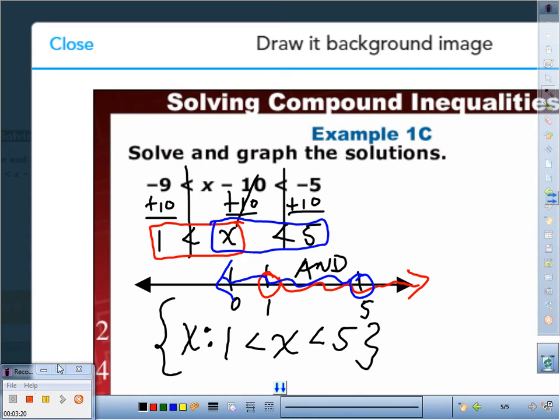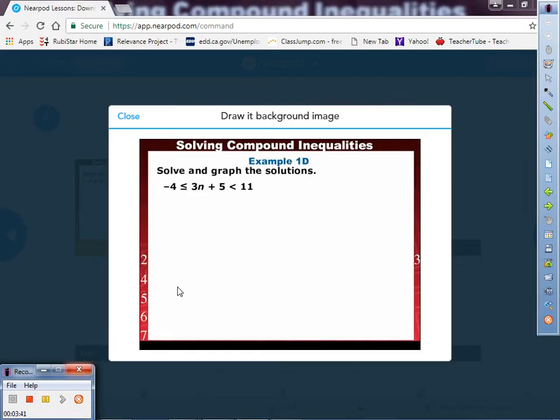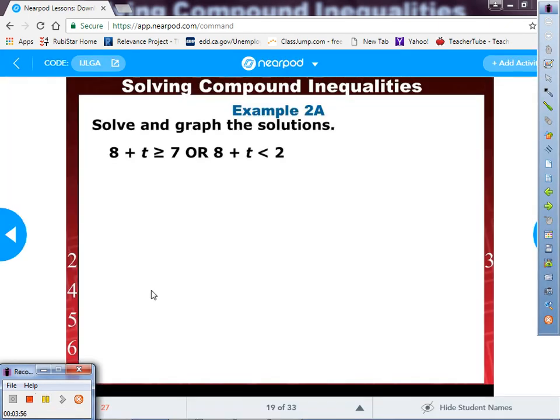All right. Let me send you another one on your screen. I want you to do this one on your screen. If you still feel that you can't really do a lot of work on the screen, then do it on paper and try and get that to me as soon as you finish. Here goes the next one. Example 1D. Solve, graph the solutions: -4 less than or equal to 3n plus 5 less than 11. Copy that and solve, graph, and write your solution set. Go.